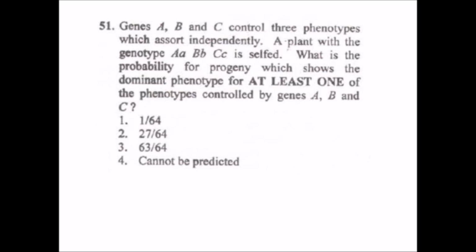Yes, question number 51. The genes A, B, and C control three phenotypes which assort independently. A plant with the genotype heterozygous A, B, and C is selfed. What is the probability for progeny which shows the dominant phenotype for at least one of the phenotypes? Here it's highlighted as at least one of the phenotypes, and we know that if there are three alleles here, we will have a total of 64 progeny, and there will be only one chance where all the loci will be in the recessive condition. So the answer will be 1 by 64.